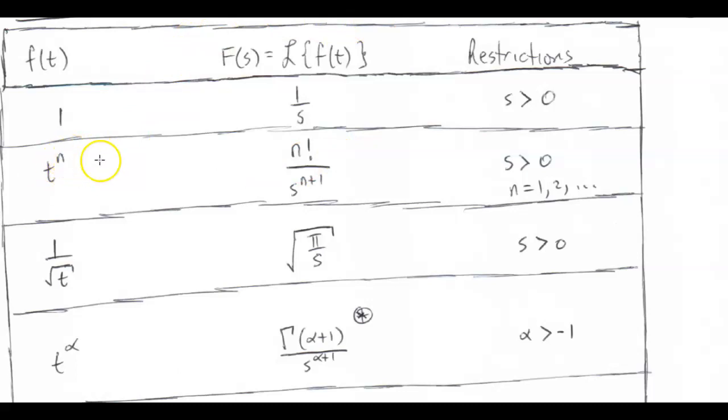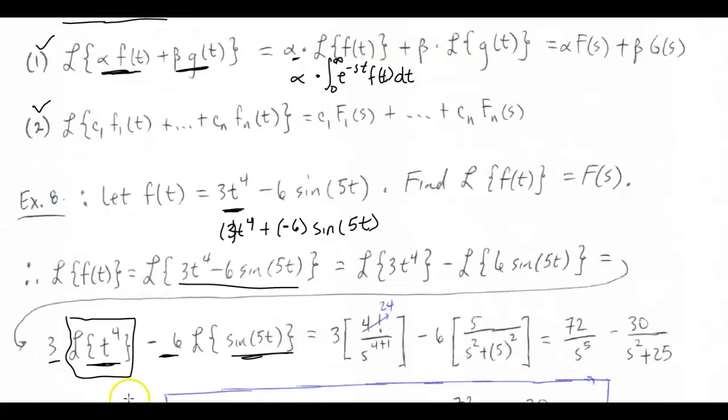When n is equal to 4, we put a 4 here, and a 4 there, and we end up getting 4 factorial divided by s raised to the 4 plus 1, or just s raised to the 5. So that's where that's coming from, okay? We'll go ahead and switch back now. So we see where the Laplace transform of this comes from.